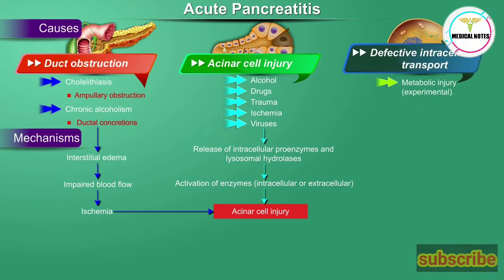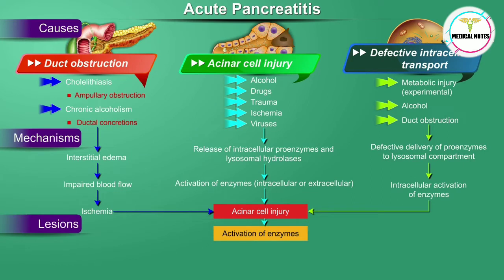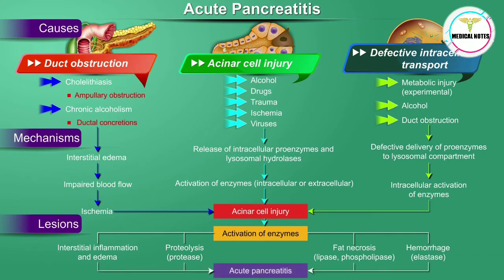Now, whenever there is metabolic injury, or when there is alcohol consumption in excess, or if there is duct obstruction, all of these lead to defective delivery of proenzymes to the lysosomal compartment for hydrolysis. As a result, there is intracellular activation of enzymes and acinar cell injury. When there is acinar cell injury, it results in activation of the enzymes, which results in interstitial inflammation and edema, along with proteolysis, along with fat necrosis, secondary to lipases and phospholipases, and there can also be hemorrhage because of the release of elastases. All of these factors contribute towards development of acute pancreatitis.